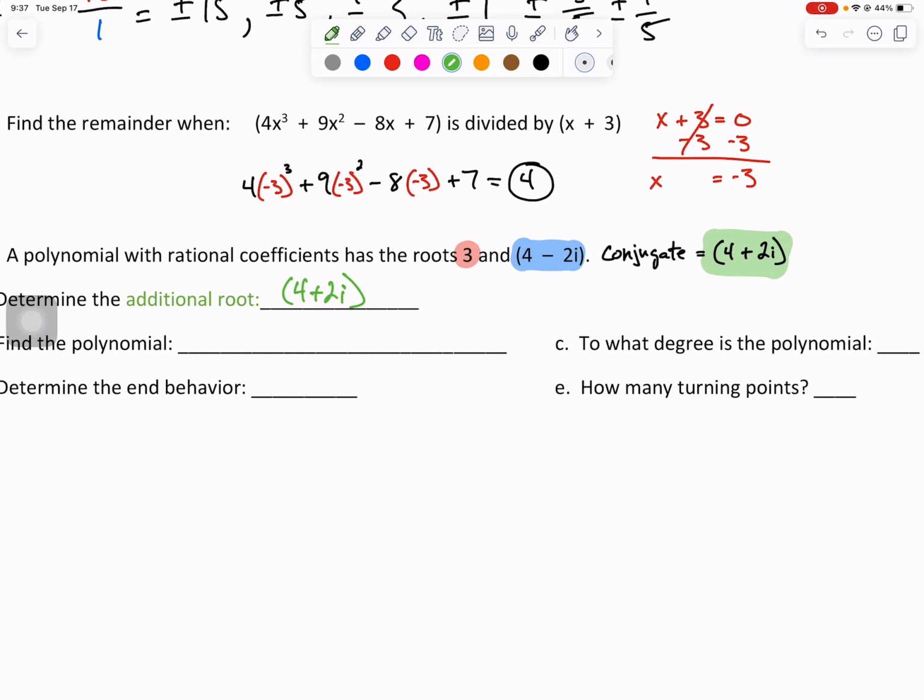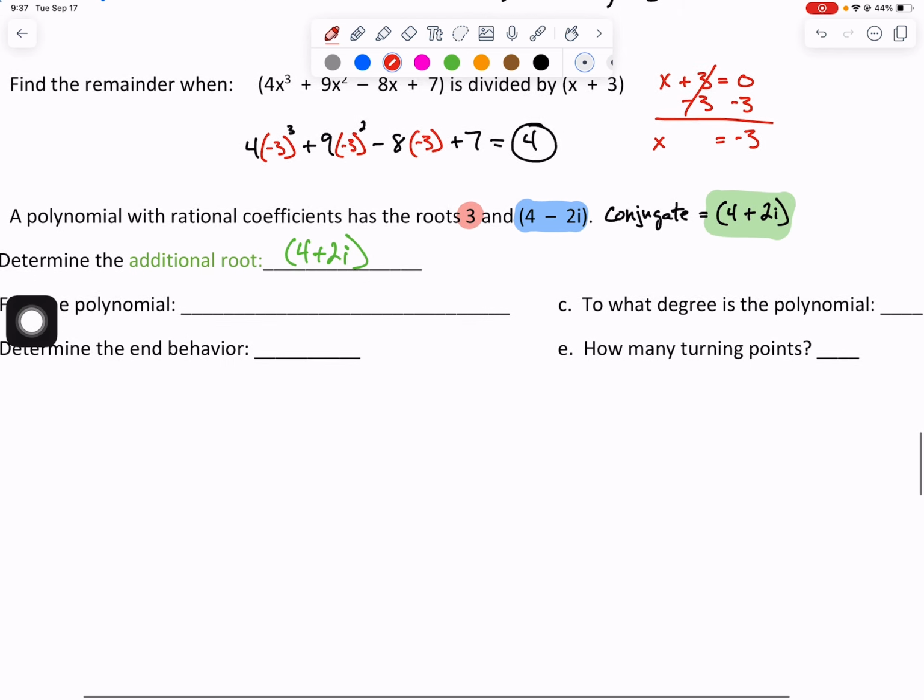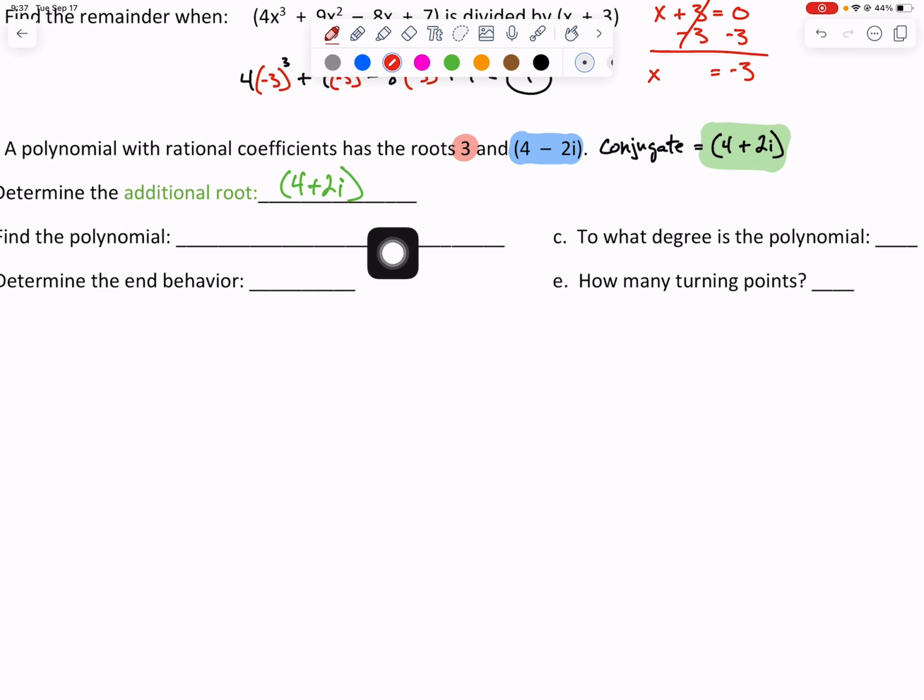Close it. All right, we still have a lot to do. We have to find the polynomial, determine the end behavior, what degree is the polynomial, how many turning points. Oh my goodness. All right, so our x minus 3. Here's what I'm going to do. All right, remember what we did earlier? That 3, we're going to put an x in front of it. And then we're going to make that positive 3 a negative 3.